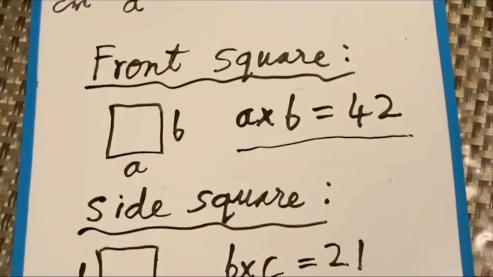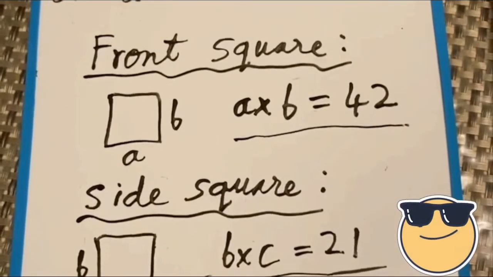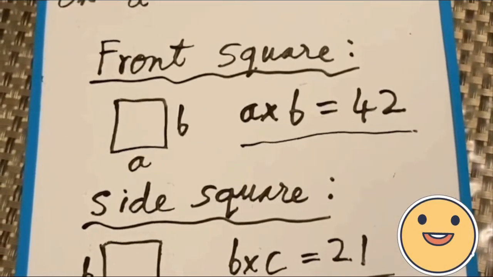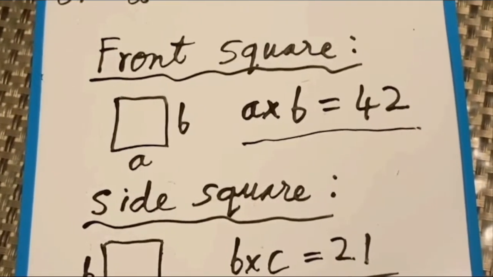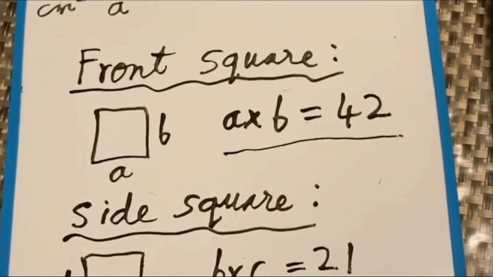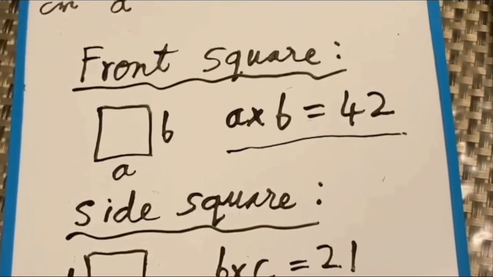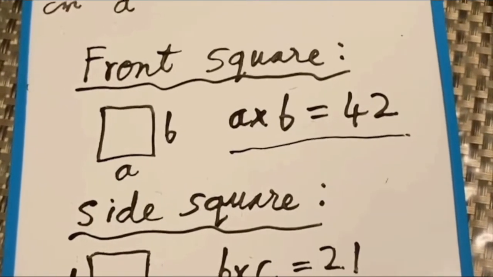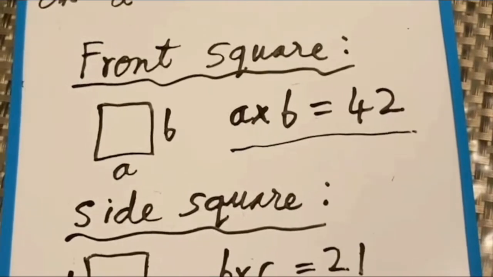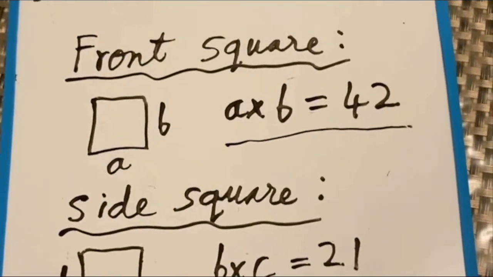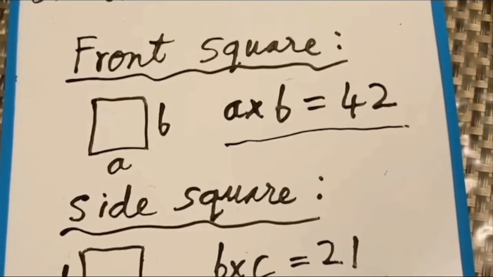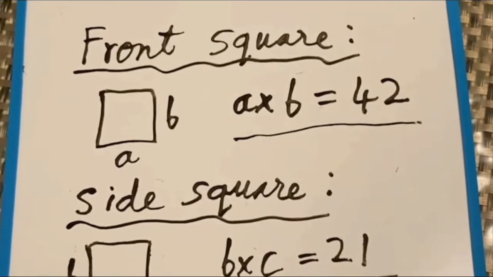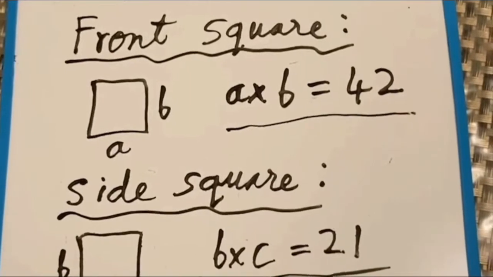Last week you were given a math question: a cube has three faces of areas 42 centimeters squared, 18 centimeters squared, and 21 centimeters squared, and you need to find all three unknown dimensions of this cube. So if you imagine the three faces of this three-dimensional shape, the front square, side square, and top square.